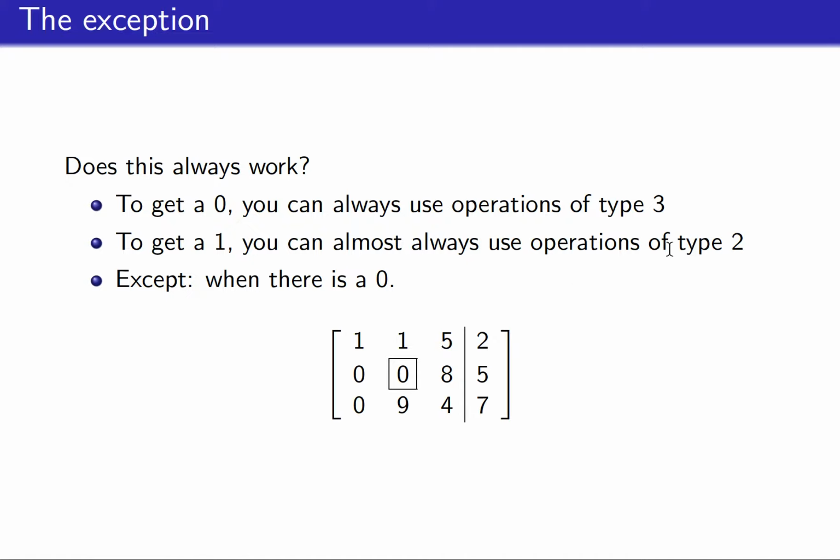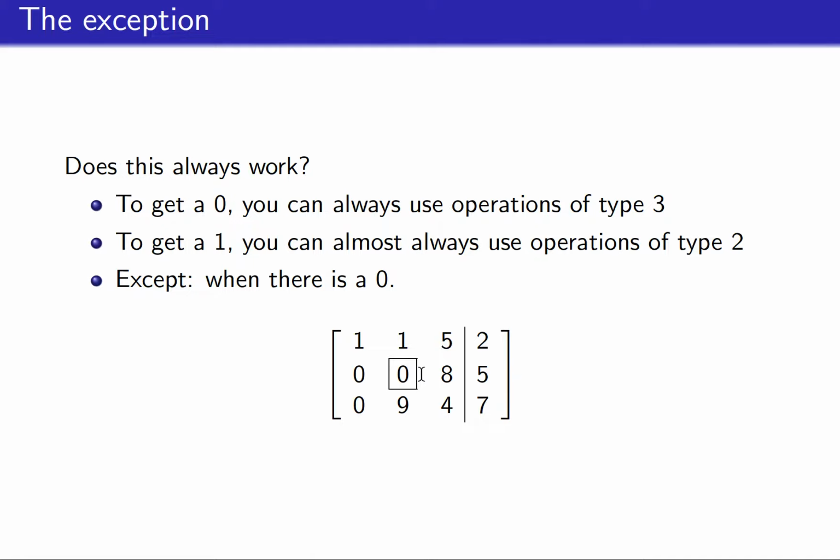Okay. To get a 1, that almost always works. You use operations of type 2, right? So if you have a 9 and you want to turn it to 1, you just multiply by 1/9. The only exception is when there's a 0. If there's a 0 here, no amount of multiplying by anything will turn this into a 1. So this is the one exception. What do you do when there's a 0 here and I want to turn it into a 1? Well, that's when we use operations of type 1, that is, swap two rows.